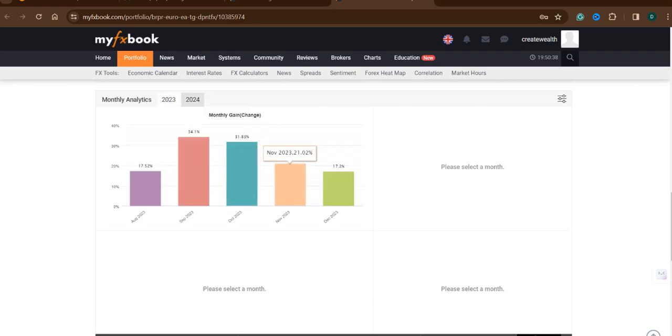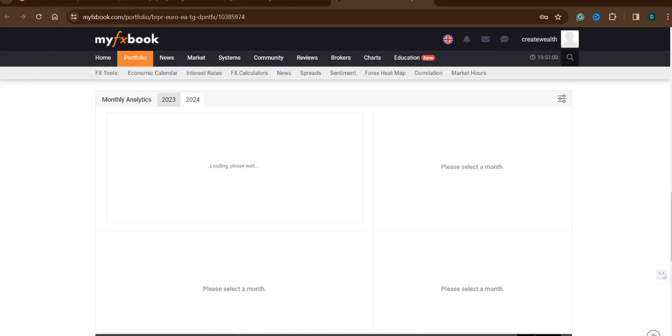In 2023, in August, we made 17.52%. I think we started from the 21st of August, so it was almost just 10 days. In September we made 34.1%. In October we made almost 32%. In November we made 21%. In December we made 17.02%, in January we made 14.39%, and in February we made 12.92% so far.